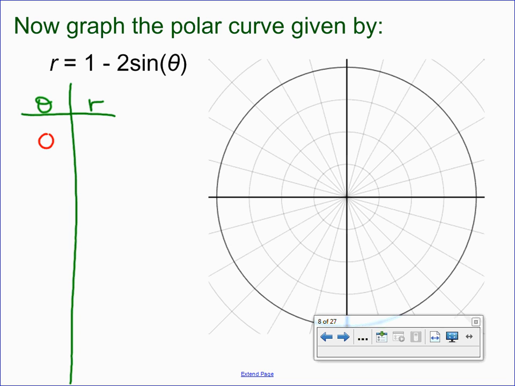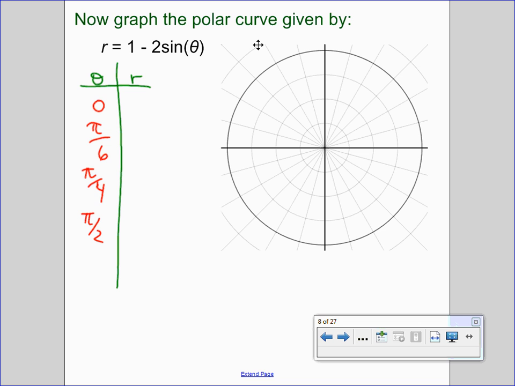And so let's see, 0. Sine is easily evaluated at pi over 6, pi over 2, 5 pi over 6, and pi. Let's see what this produces so far.